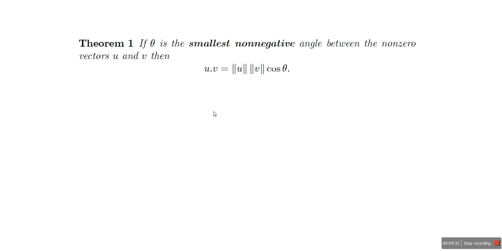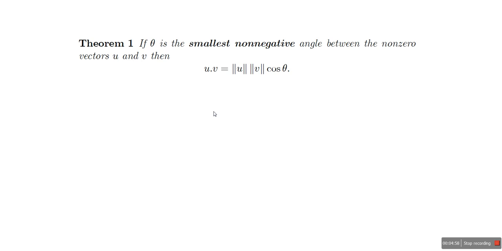Now, this theorem here is probably one of the most important theorems related to the dot product. If theta is the smallest non-negative angle between two non-zero vectors u and v, then the dot product of u with v is equal to the magnitude of u times the magnitude of v times cosine of theta.